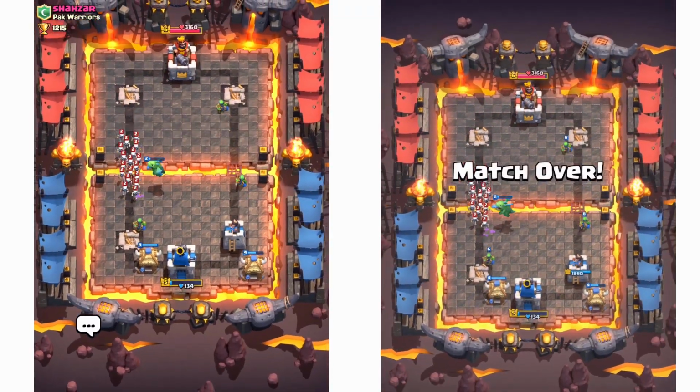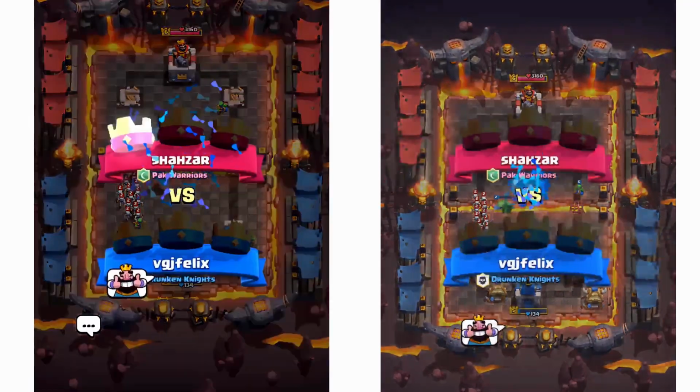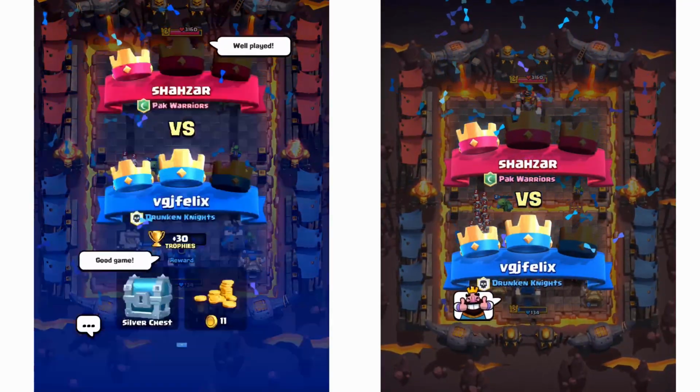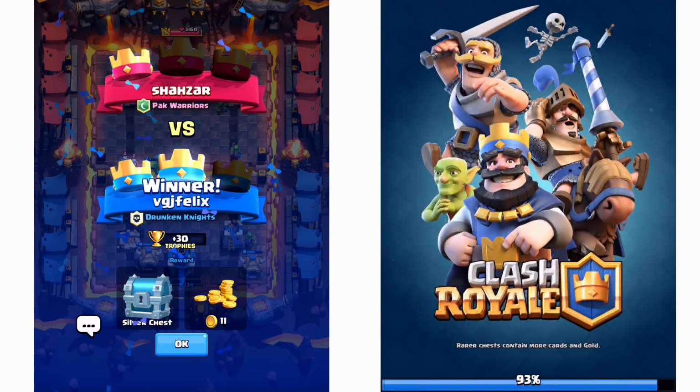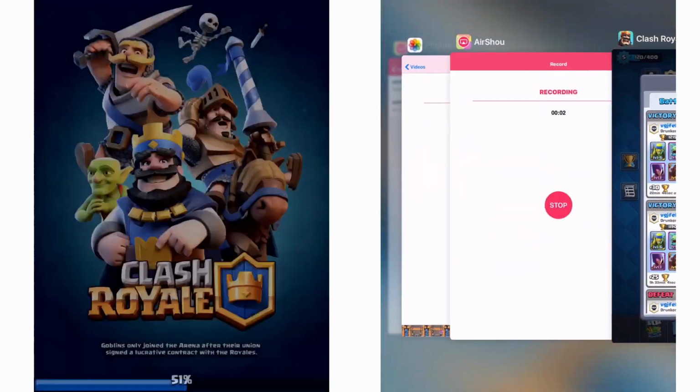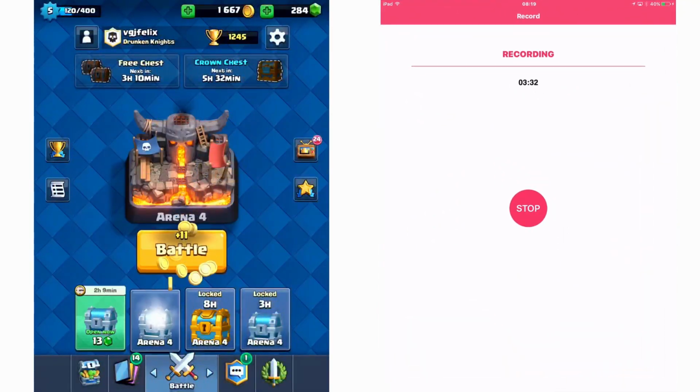Phew, that was a close run battle. Anyway, what are your thoughts? I would say that the new version didn't have any of the glitching and black screens that people have been reporting, but the frame rate and the quality on the right hand side, the old version of Airshou, seemed better to me. Anyway, I'd love to hear your thoughts.